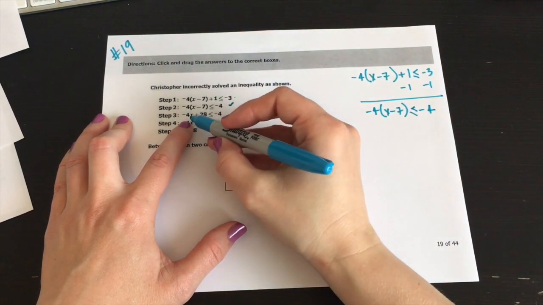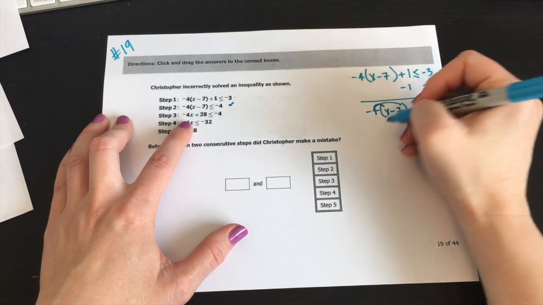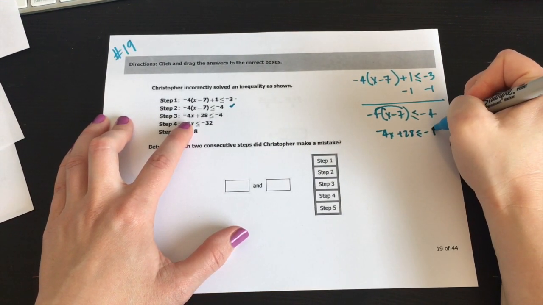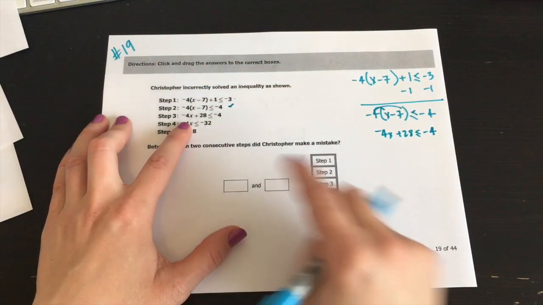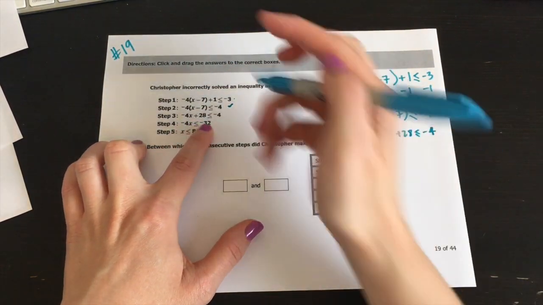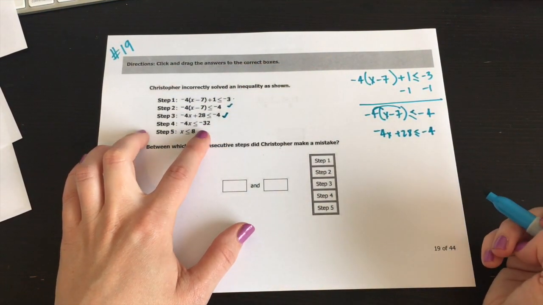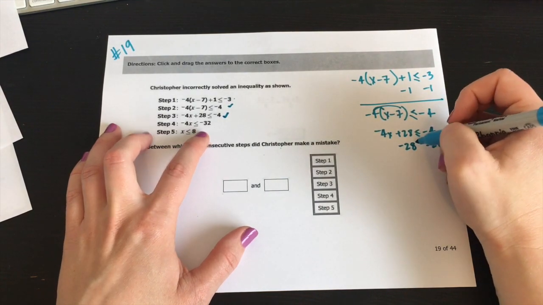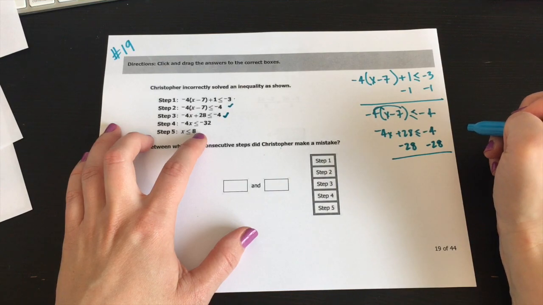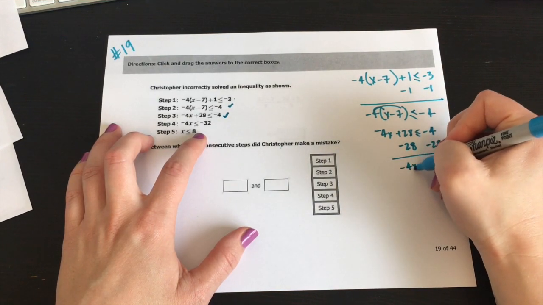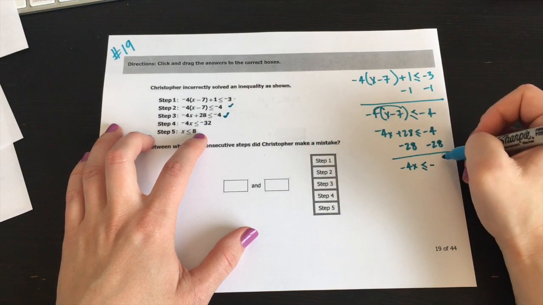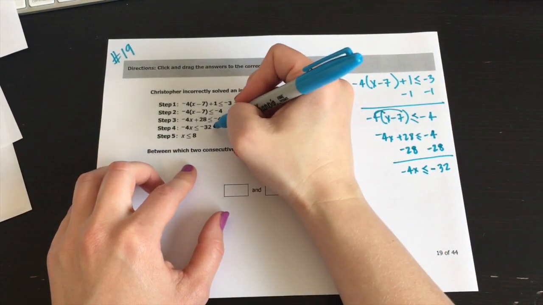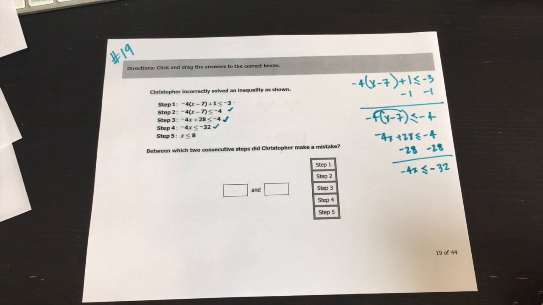Next, it looks like he's sending that 4 through. So negative 4x plus 28. And that, let's see, negative 4x plus 28, yep, that looks good, right? Now, what are we doing next? We're going to minus 28, right? Minus 28. And then minus 4x. And then 32. All right, so everything looks good so far.